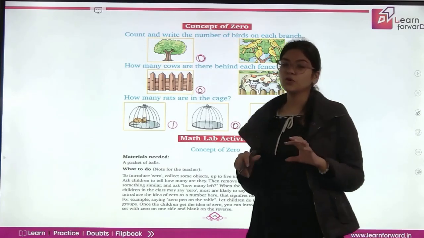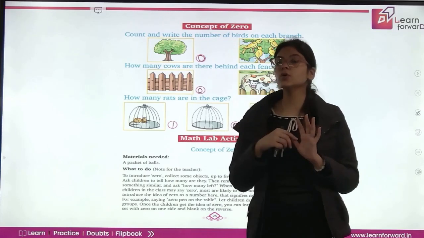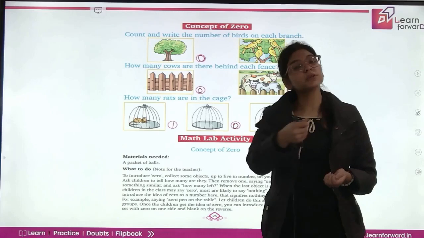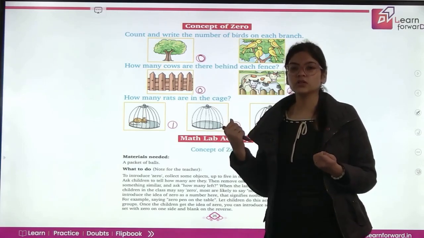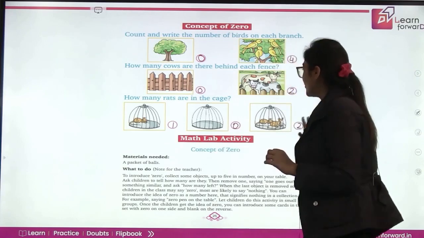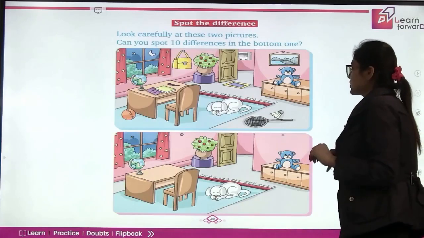So if you have 5 toffees and if you give them to your 5 friends, अगर आपके पास 5 toffees है तो अब आपने अपने सारे friends को दे दी 5 toffees, आपके पास कितने बचे? 0 toffees है ना. So 0 का मतलब होता है ये.